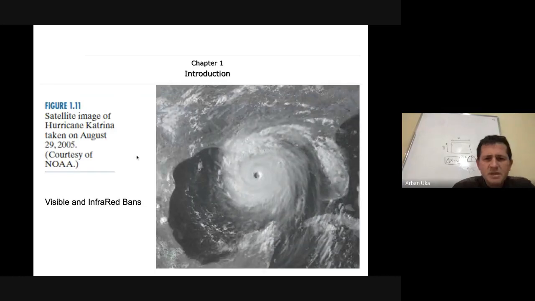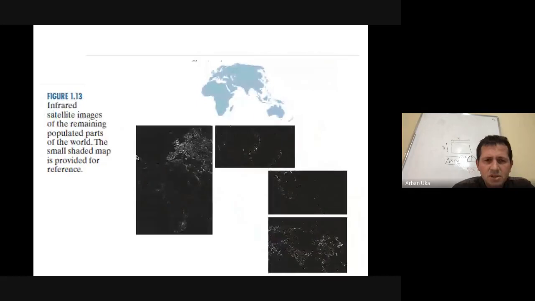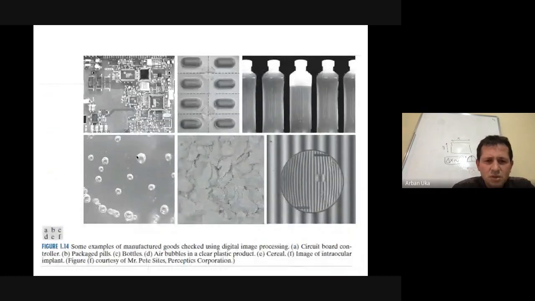Here is an image of Hurricane Katrina in 2005, a very sad day when Hurricane Katrina approached the coast of the US. This image was taken using a multimodality, using both visible and infrared wavelengths, and this is what we obtain. Here is another image taken during the night, a satellite image, using something between 10 to 13.4 micrometers, which is the infrared range. We have other images.